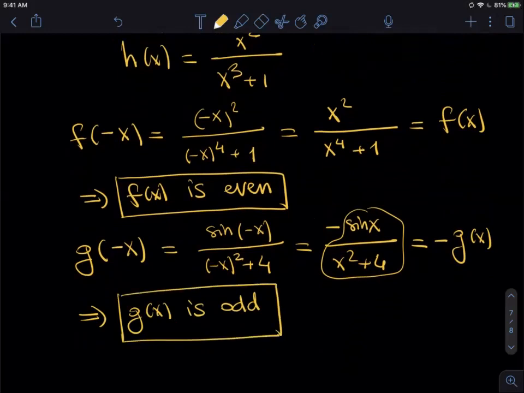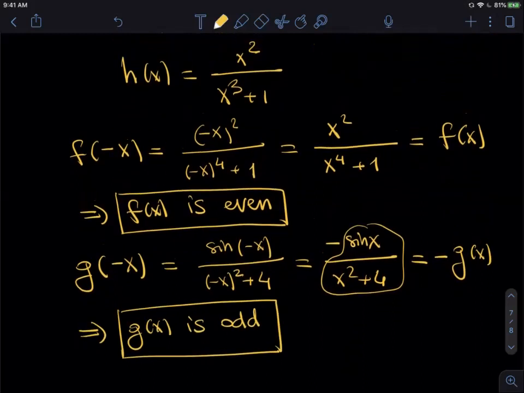Okay, remember symmetric with respect to the origin, about the origin. And then f of x was even, that means symmetric about the vertical axis. We have only one more to go.